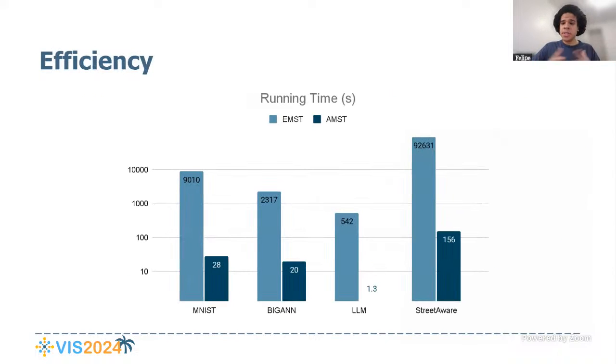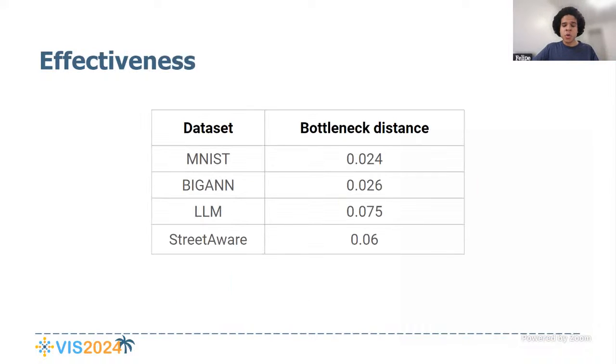So using this procedure, we achieve results that were really faster, with more than 300 speedup in the MNIST dataset and 600 speedup on the stitch-aware. Also, we noticed that it produced a high-quality approximation, since the bottleneck distance that measured topological similarity between the approximated minimum spanning tree and the original one is relatively small.